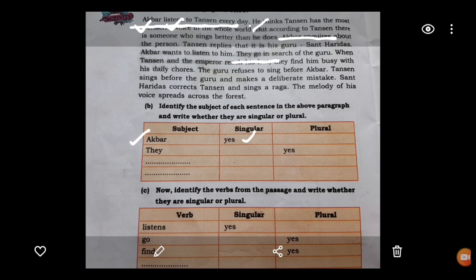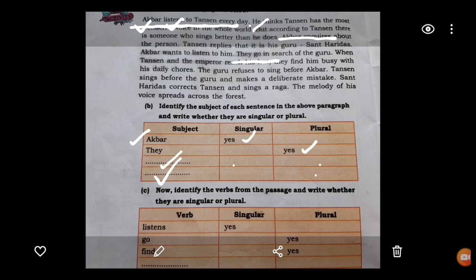Yes in singular column. And next sentence, they. They, that is the subject. Is it singular or plural? Yes, that is not singular. ഒരുപാട് പേരുണ്ട്. പ്ലൂരൽ ആണോ അല്ലയോ എന്നാണ് ചോദിക്കുന്നത്. പ്ലൂരൽ ആണെങ്കിൽ പ്ലൂരലിൻ്റെ കോളത്തിൽ yes എന്നെഴുതുക. അതേപോലെ two more sentences, you may select any two sentences from that paragraph and write down its subject here. അത് സിംഗുലർ ആണെങ്കിൽ ഇവിടെ, പ്ലൂരൽ ആണെങ്കിൽ ഇവിടെ.